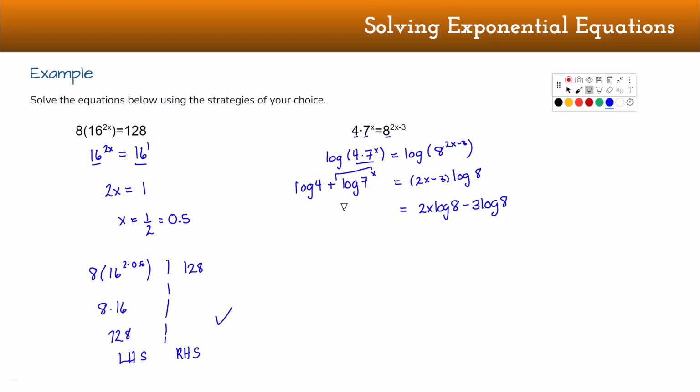Now I can take that x and bring it out front. So I have log 4 on this side, and I can have x plus x log 7 on this side. And then I'm going to bring my x's over this way and all the other terms that way. So I have x log of 7 minus, I'm going to write it this way, x 2 log of 8 equals negative 3 log of 8 minus this log of 4 over here.